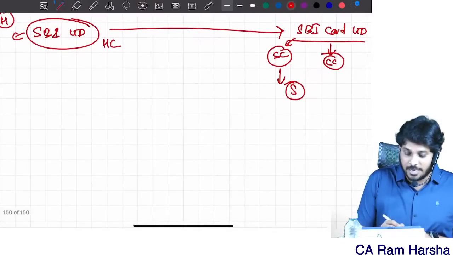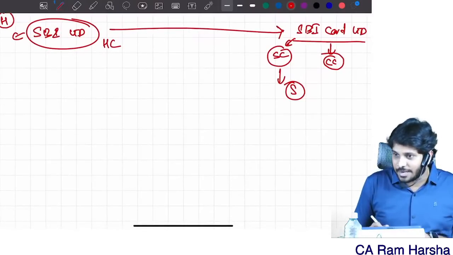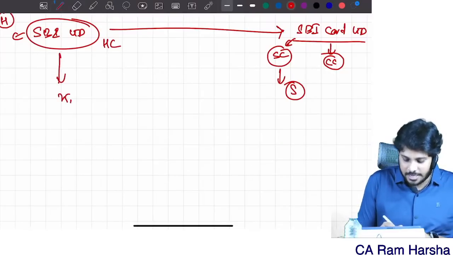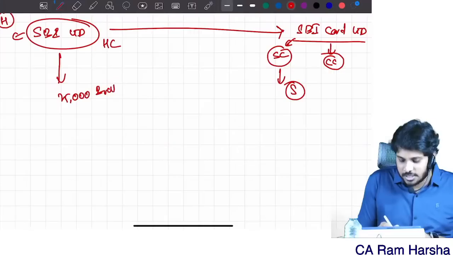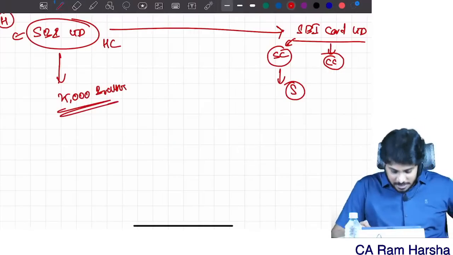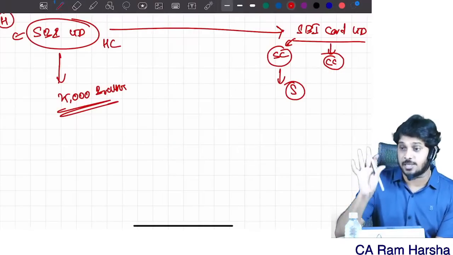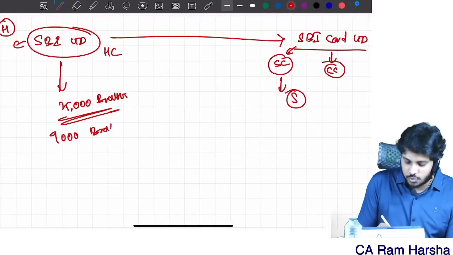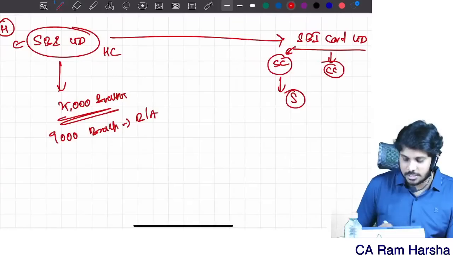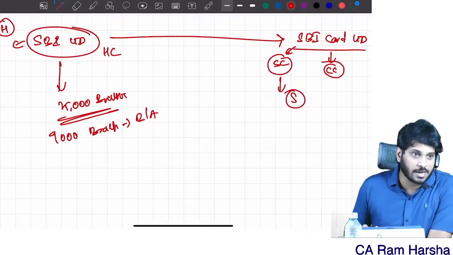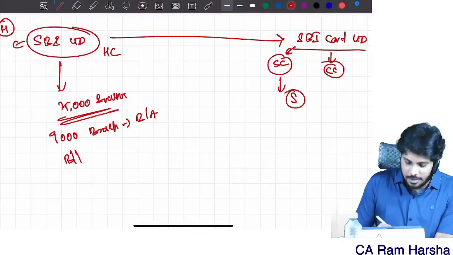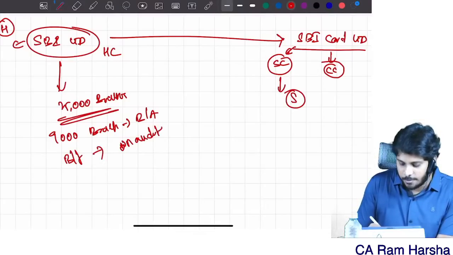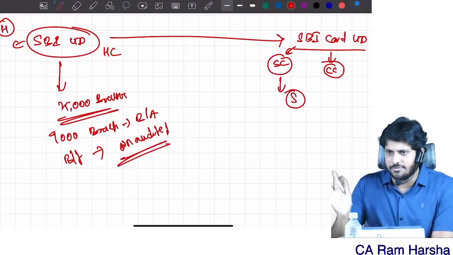Now SBI Limited has a subsidiary company, right? Along with this, SBI Limited also has branches. It has approximately 25,000 branches across India. Out of this, 9,000 branches were audited by branch auditors. The remaining branches were unaudited. There is no audit requirement for them.